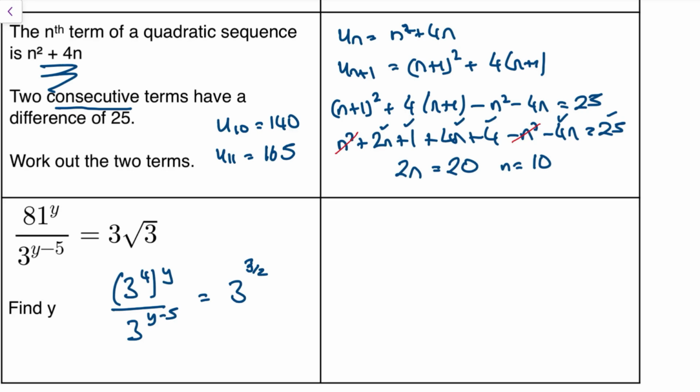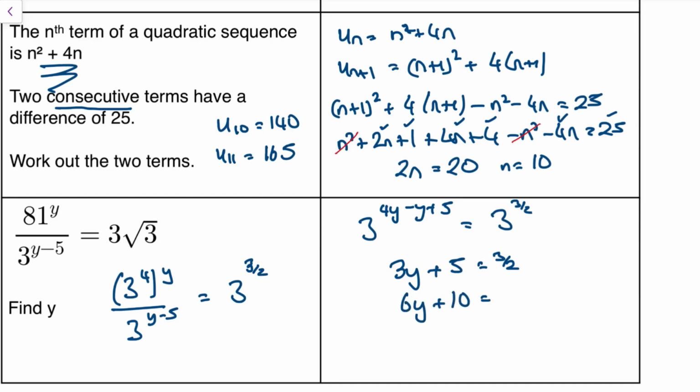The left-hand side is going to be 3 to the 4y minus y plus 5, is equal to 3 to the 3 over 2, which in other words means, well, 4y minus y is 3y, and plus 5 is equal to 3 over 2. Now, it depends how much you like fractions here as to what I do for the next step. I'm going to double everything. So 6y plus 10 equals 3, which means that 6y equals, well, 3 minus 10 is minus 7, which means that y is equal to minus 7 over 6.